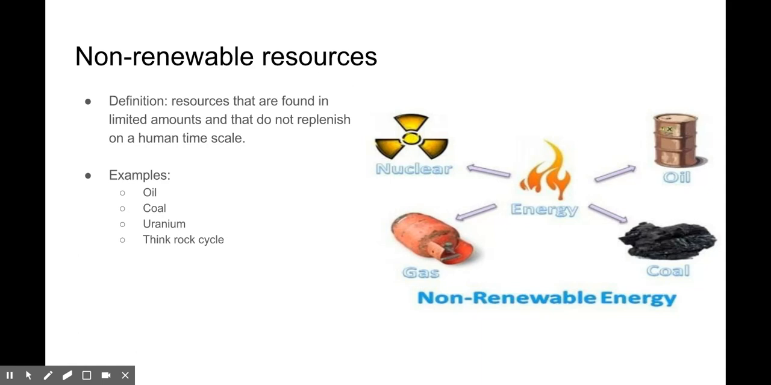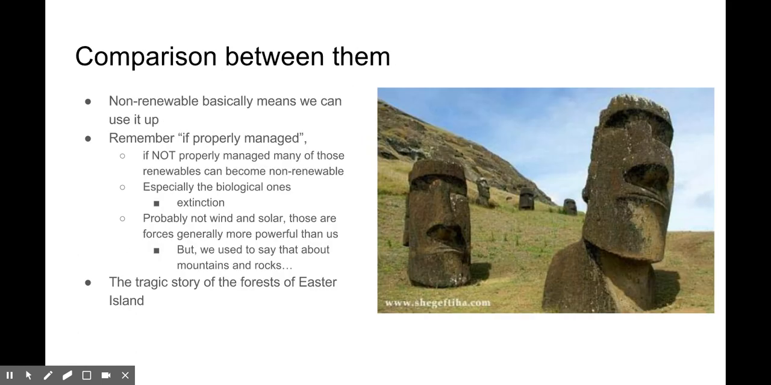You'll notice that my examples of nuclear gas, coal, oil, these are all fossil fuels. These are all found in the rocks. It's that kind of slow. Getting them is damaging, and there's only so much to get. So when we look at renewable resources compared to non-renewable resources, non-renewable basically means we can use it up, and renewable resources mean if it's properly managed, it'll last us forever.